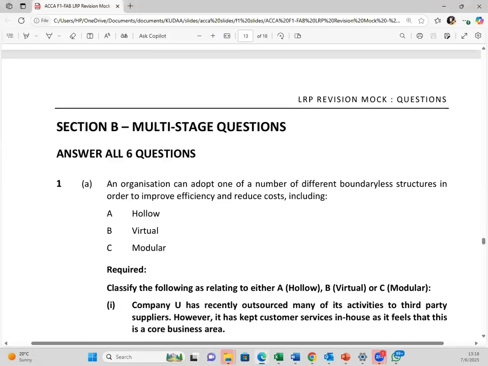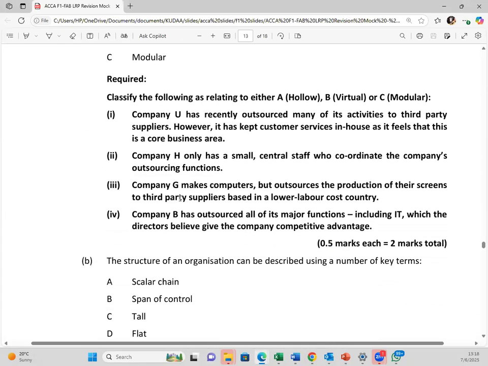So we have cases 1 to 4. Now I want your contributions. With cases 1 to 4, you have to pick whether each case relates to a hollow structure, a virtual structure, or a modular structure. It can be used more than once, so the first one can be a hollow structure, and the second one can still be a hollow structure. So what's your take on the first one?